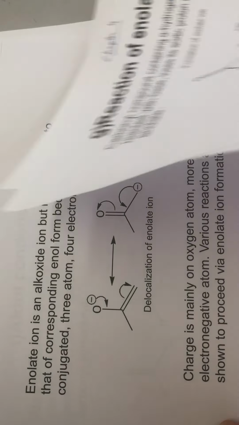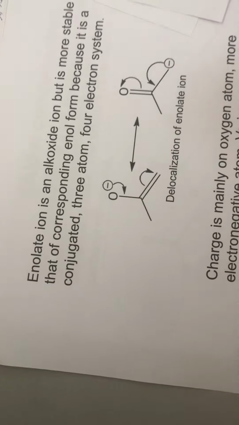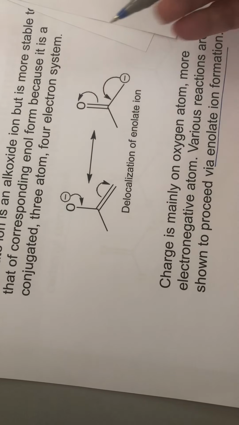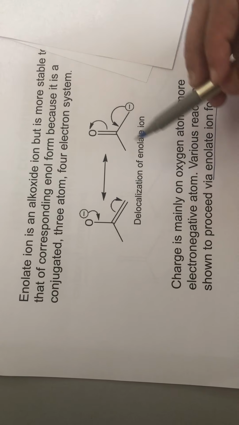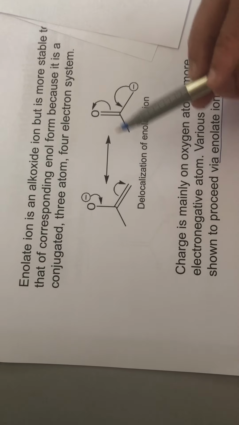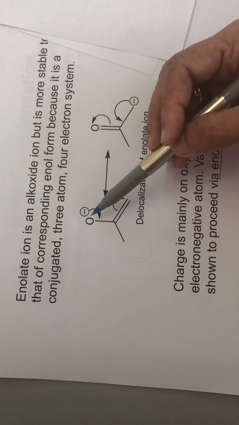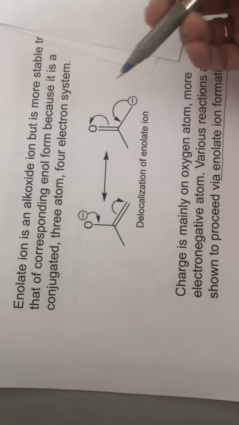Why are we discussing enolates here? Because many other reactions which we will discuss further, the aldol reaction for example, are shown to proceed via enolate formation. You can see this is stable. These enolate ions are more stable as compared to enols. Why? Because delocalization of electrons takes place here, 4 electrons over 3 atoms, 1, 2, 3, and it is conjugated, so these are more stable as compared to alkoxides.